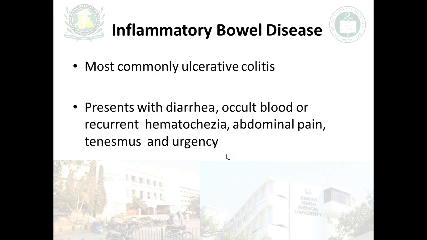They can present with hematochezia, profuse bleeding. They can present with occult bleeding. They have abdominal pain, tenesmus, and urgency. All the symptoms of inflammation will be there. There can be chances of fever, tachycardia, tenesmus, urgency, diarrhea. All these things will be present, which are not present in other conditions.